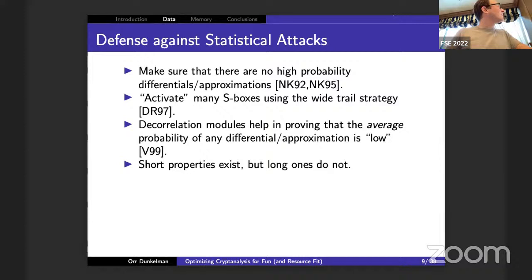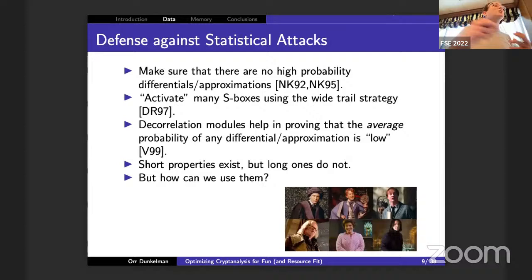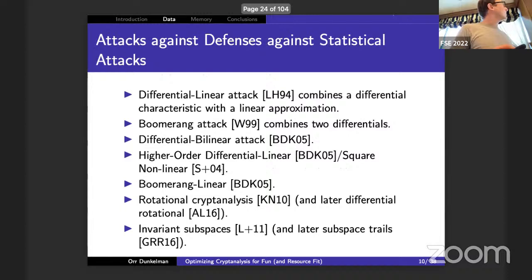So we need to find ways to actually use the complexity, the fact that there are short properties rather than long ones. And actually there are some works doing that. Very early, differential-linear cryptanalysis was introduced by Langford and Hellman, and they combined the differential part with a linear approximation.